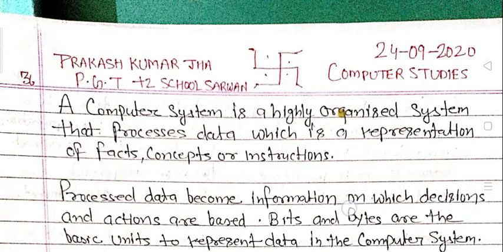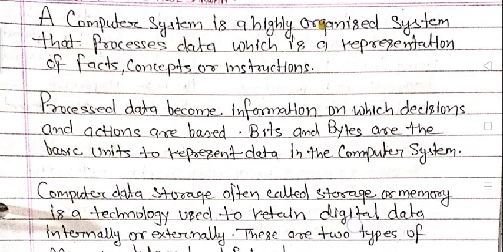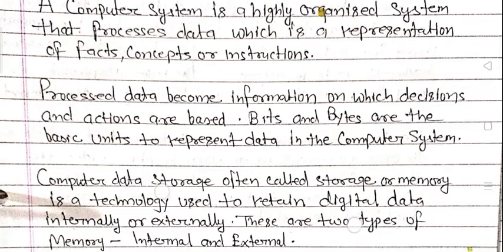A computer system is a highly organized system that processes data, which is a representation of facts, concepts, and instructions. Processed data become information on which decisions and actions are based. Bits and bytes are the basic units to represent data in the computer system.